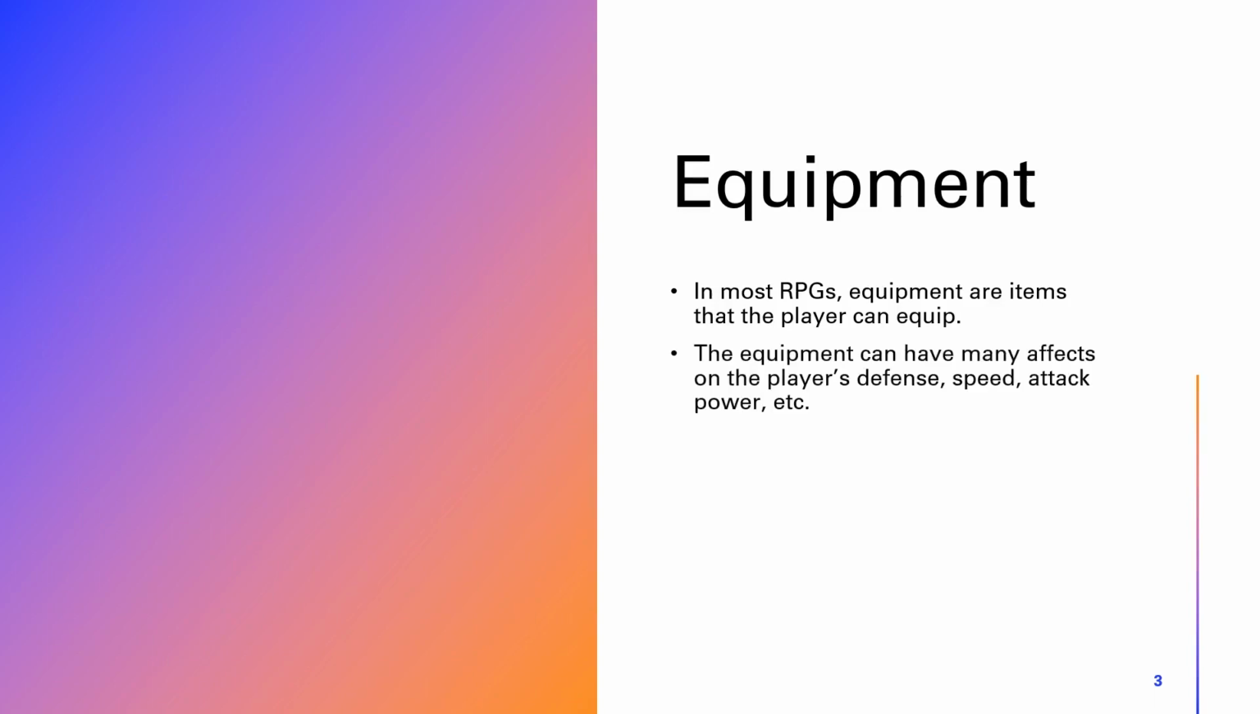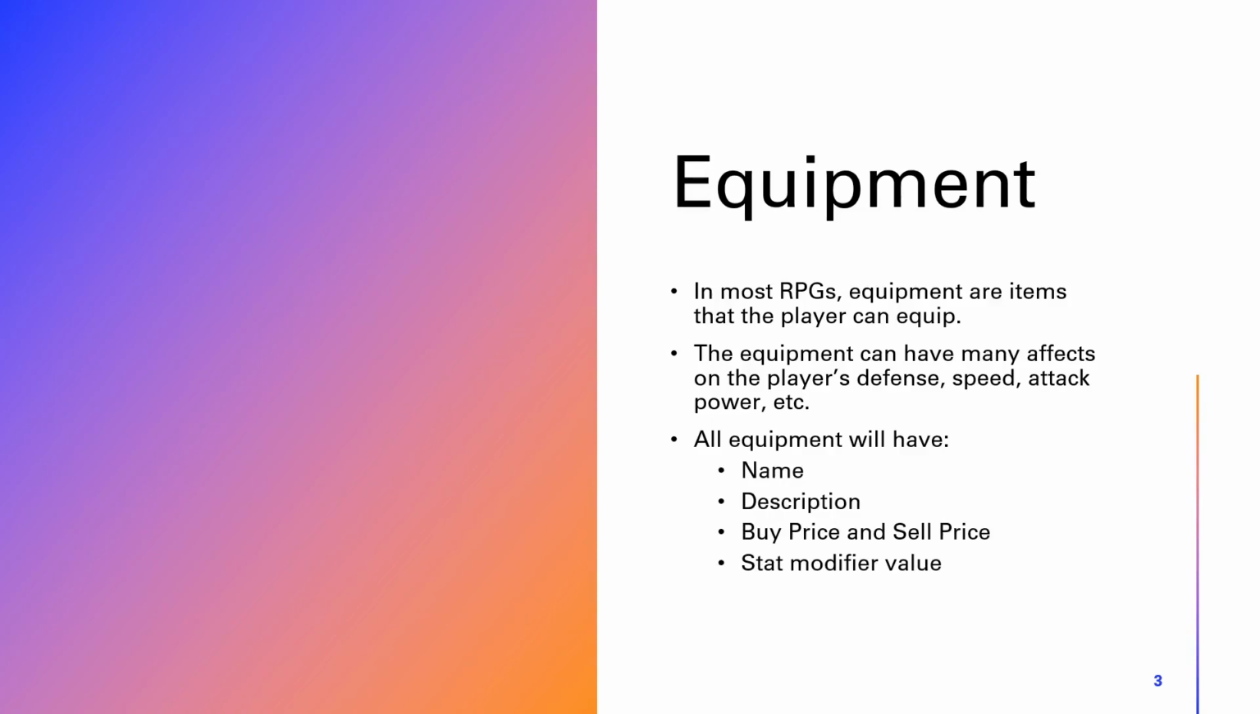Okay, so let's talk about equipment. What is equipment? In most RPGs, equipment are items that the player can equip themselves. The equipment can have many effects on the player's defense, speed, attack, power. It can have an elemental effect where it can nullify fire or wind attacks, or it could add a fire or water or ice element to a weapon. So all the equipment will have a name, description, buy and sell price, stat modifier value.